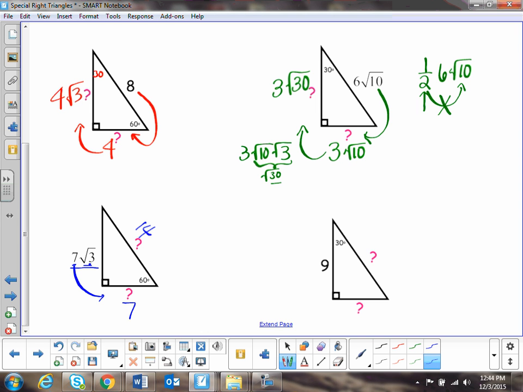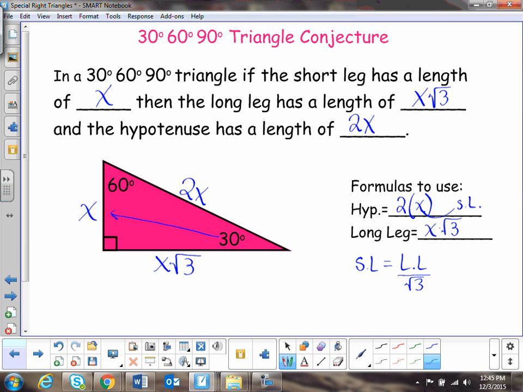Well, this one doesn't look like x radical 3 over here. It's supposed to look like that. So it doesn't. X radical 3 is equal to 9. Okay, so short leg times radical 3 is equal to the long leg. This is the short leg times radical 3. So how do you solve for that? X, you need to divide by radical 3 to get rid of that. Divide by radical 3. And that's what I was saying over here on this formula. If you're given a long leg, you divide by radical 3 to get the short leg.